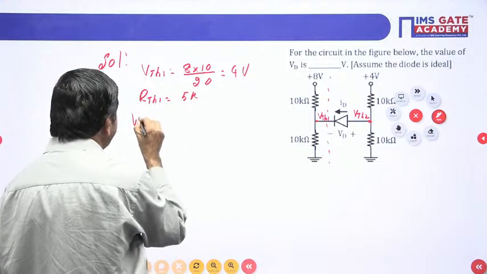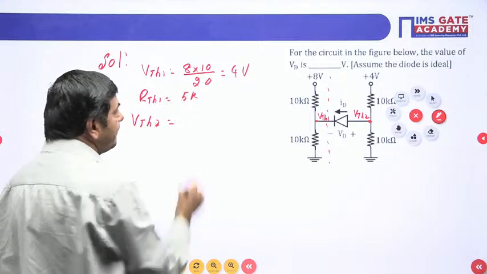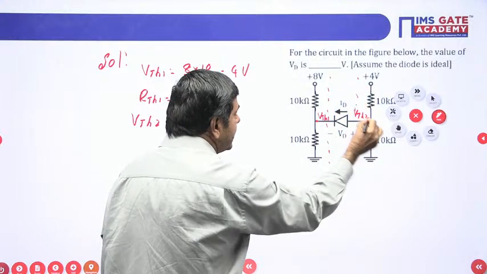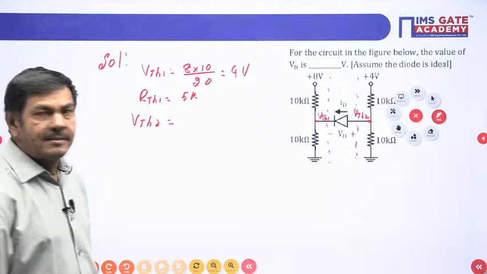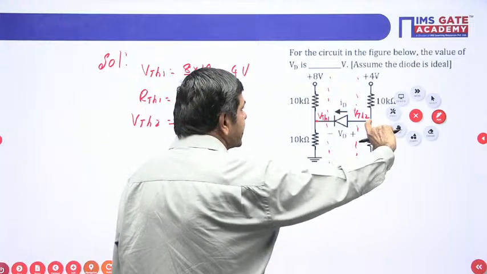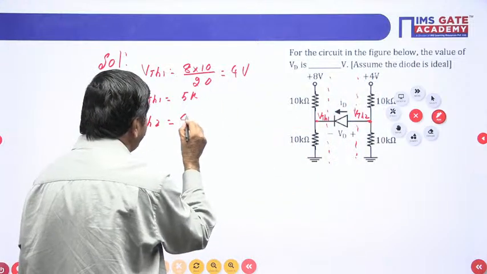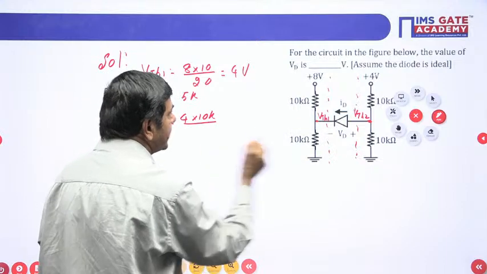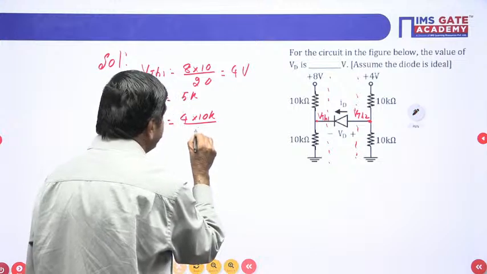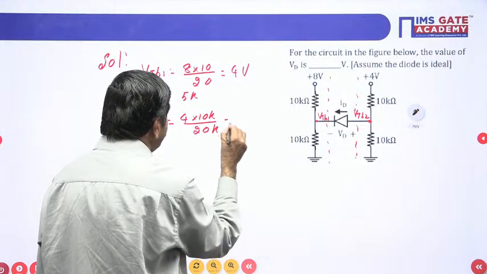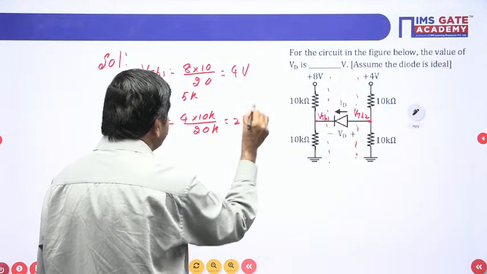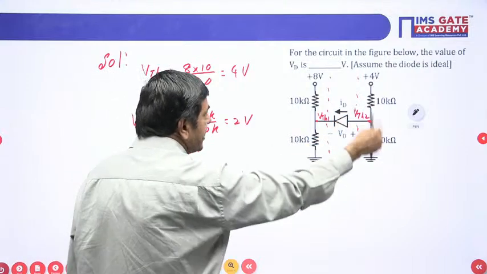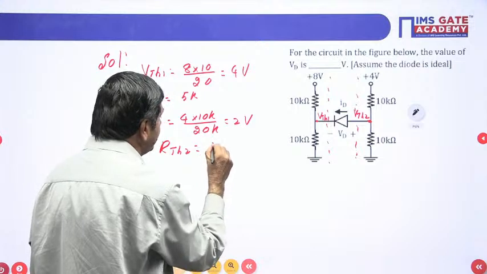In the same way, VTH2 is required. VTH2 is nothing but, whenever this circuit is open, this node voltage. This node voltage is nothing but the voltage across 10K, 4 into 10K by 10 plus 10, 20K. It becomes 2 volts here now. RTH2 is nothing but these two resistors in parallel, which becomes 5K only now.